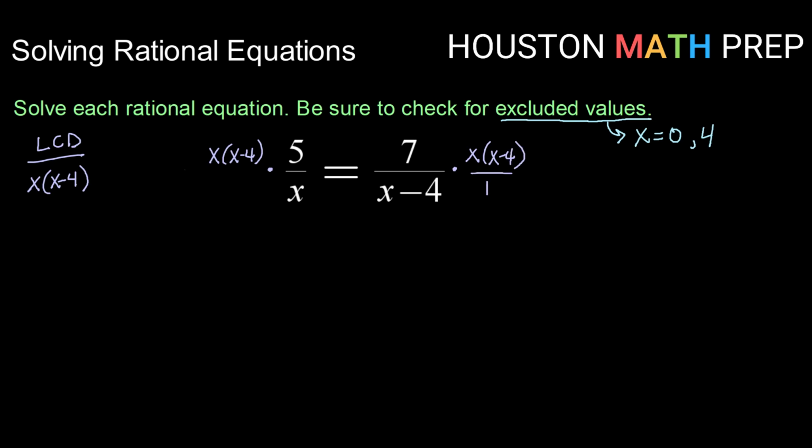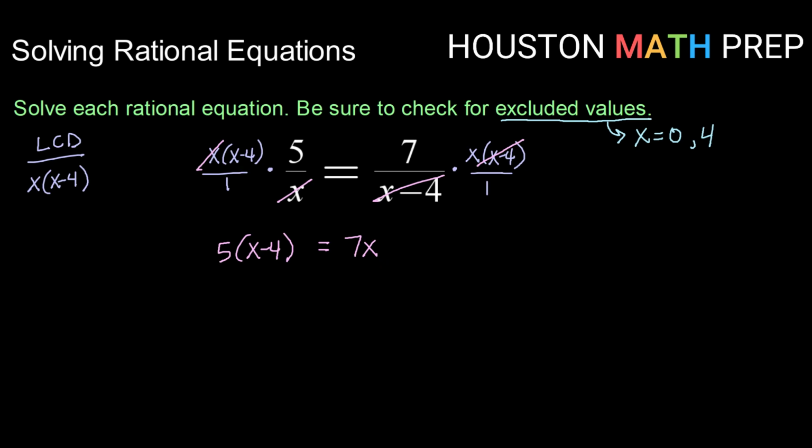And you can think of those as over 1 if you like. Simplifying here on the left, I have a factor of x in the top and a factor of x in the bottom. So what I'm left with is 5 times x minus 4 equals, on the right-hand side, I have a factor of x minus 4 in my numerator and my denominator. So what I'm left with is 7x.